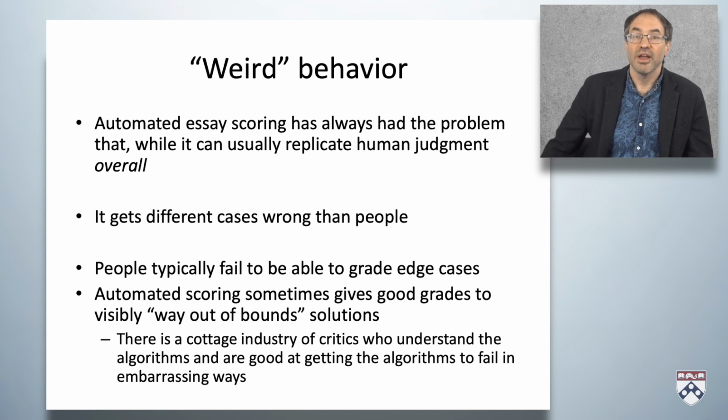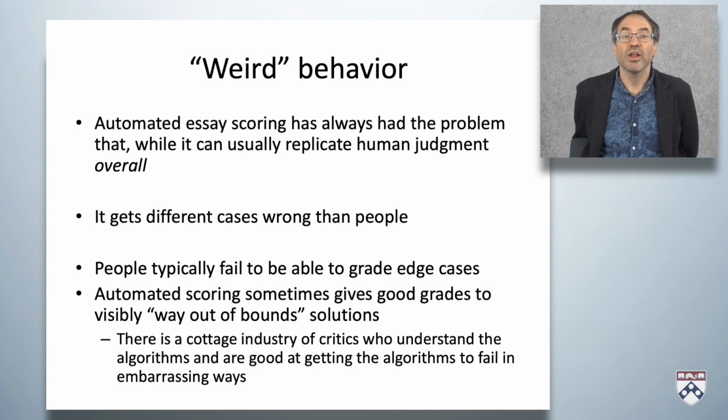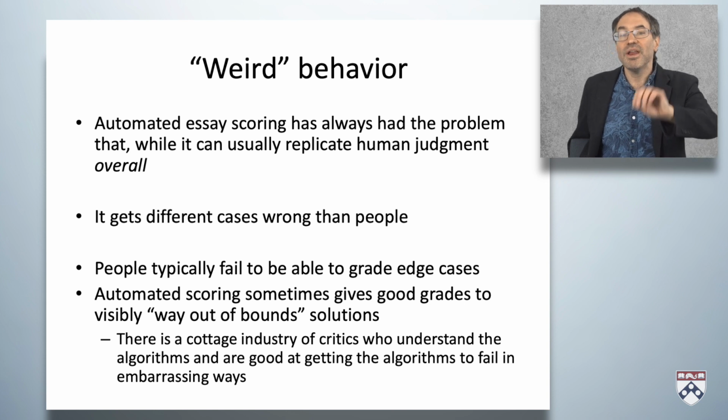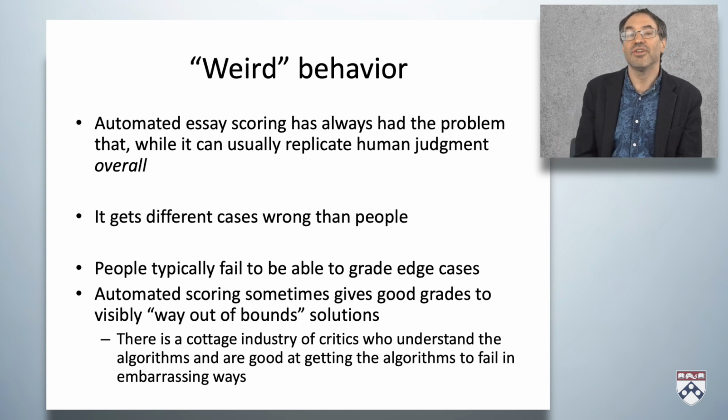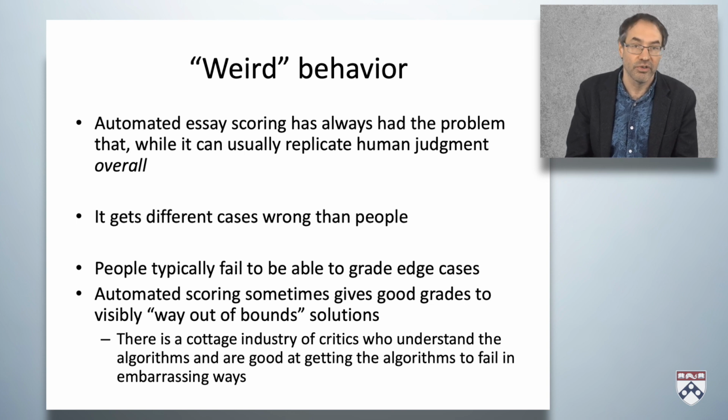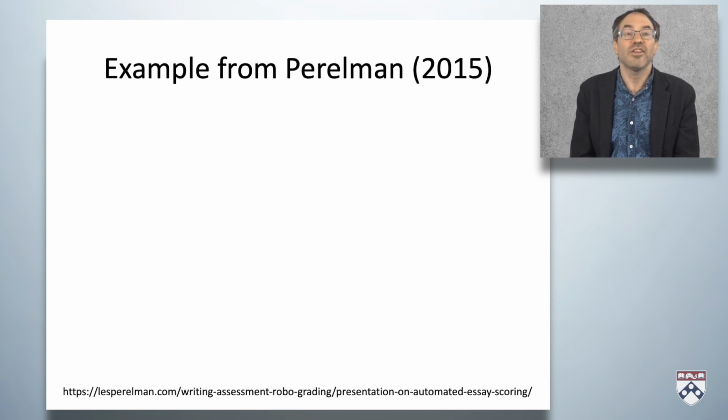Automated essay scoring has always had the problem that while it can usually replicate human judgment overall, it gets different cases wrong than people. People typically fail to grade edge cases and all agree, oh yeah, those are edge cases. Automated scoring sometimes gives good grades to visibly way out of bounds solutions. And there's a cottage industry of critics who understand the algorithms and are therefore good at getting the algorithms to fail in embarrassing ways. Like Les Perelman.